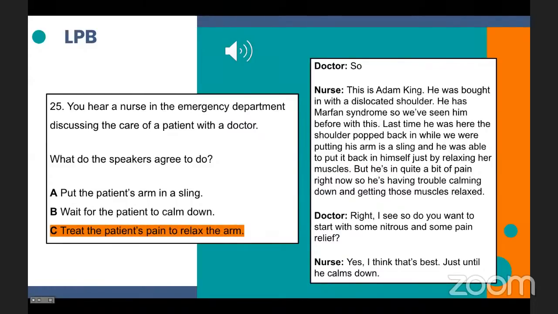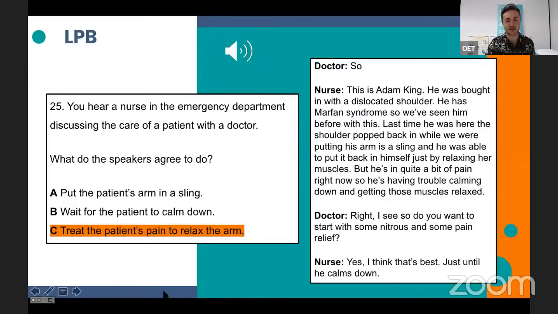Anyway, so the take-home message with listening part B is that in the 15 seconds you get to read the question, yes, read the question very carefully. What do the speakers agree to do, or what does the doctor decide, or whatever's going on? Or read the answer options, but then when the audio starts, really ignore the answer options and just listen for that question prompt, okay? Listen for that question prompt.